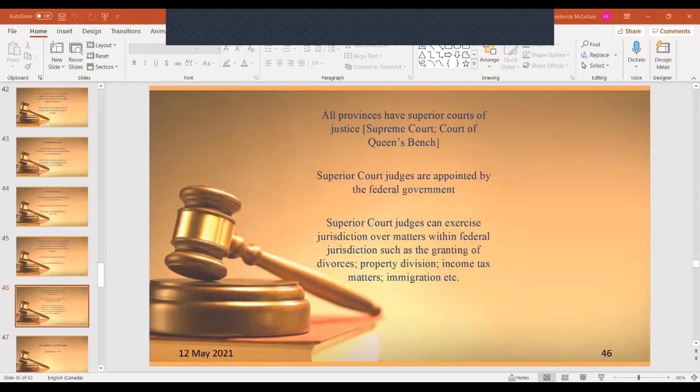All right. Again, all provinces have superior courts of justice. We've talked about this already. So in Ontario, the Superior Court of Ontario, Queen's Bench in Manitoba, Saskatchewan, what have you. Judges for the superior courts are in fact appointed by the federal government. Okay, so if you're going to be appointed a judge, usually there's not a formal application for this like the provincial court, but you make overtures to people that you think have political clout, let's say, for these kinds of positions.